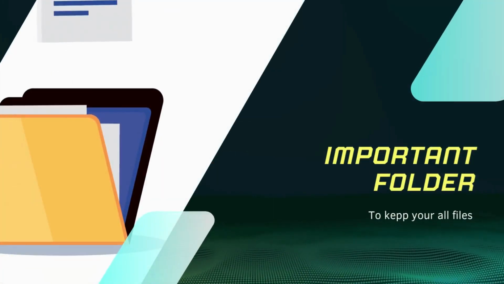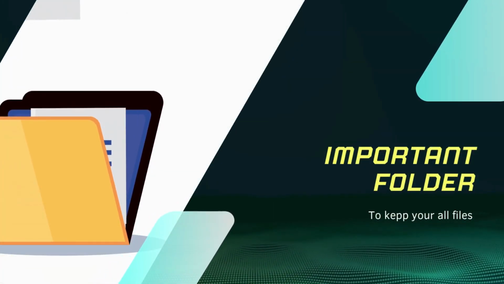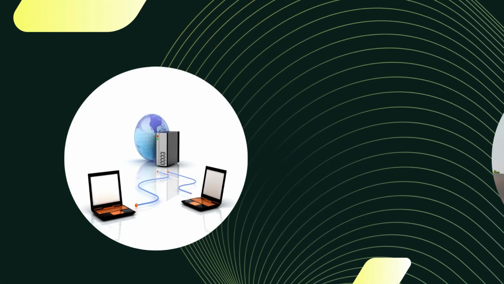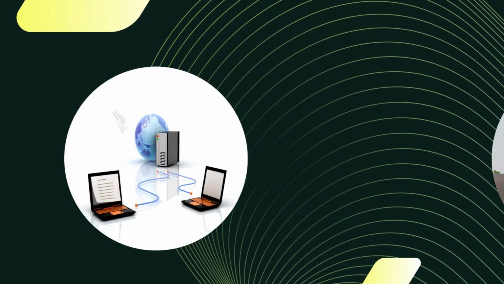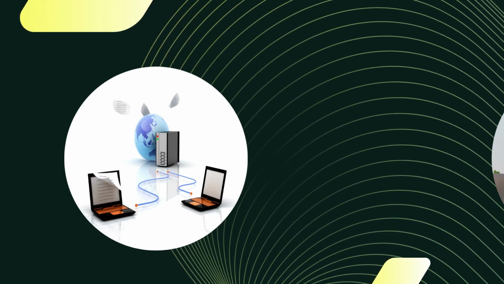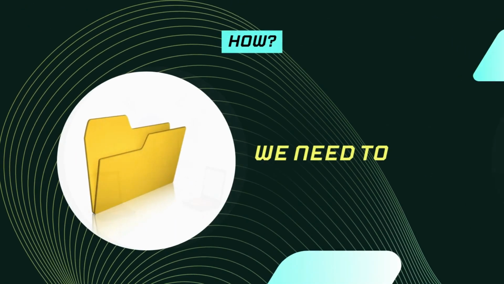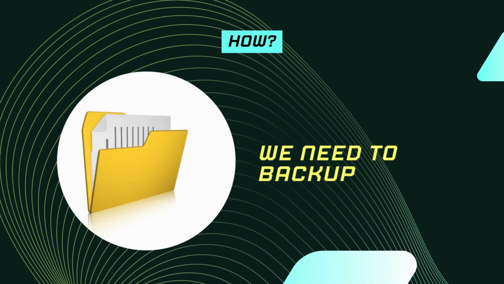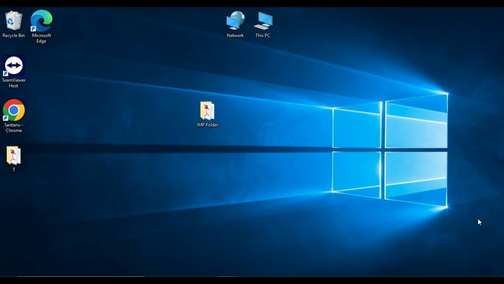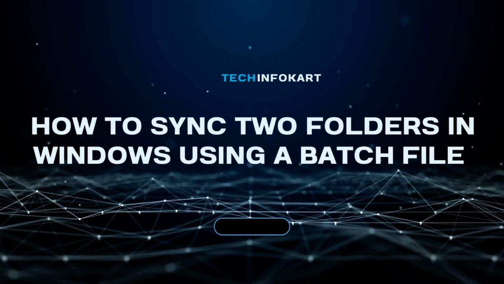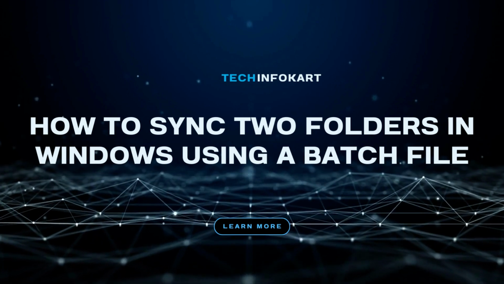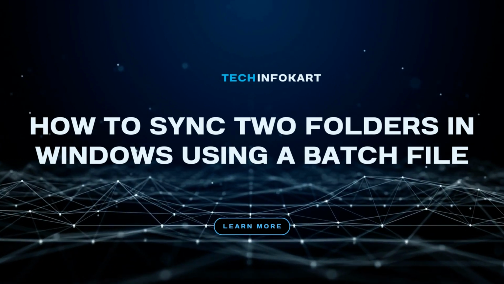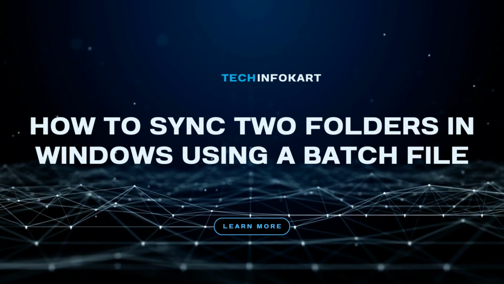Do you have a folder where you keep all your important files? Maybe it is a folder with your work files or your personal photos and videos. Whatever it is, you probably want to make sure that it's backed up, no? And not just any backup but a live backup. That means that any changes you make to the master folder will automatically be replicated to the backup folder. So in this video, I'm going to show you how to sync two folders in Windows using a batch file. Okay, so let's get started.